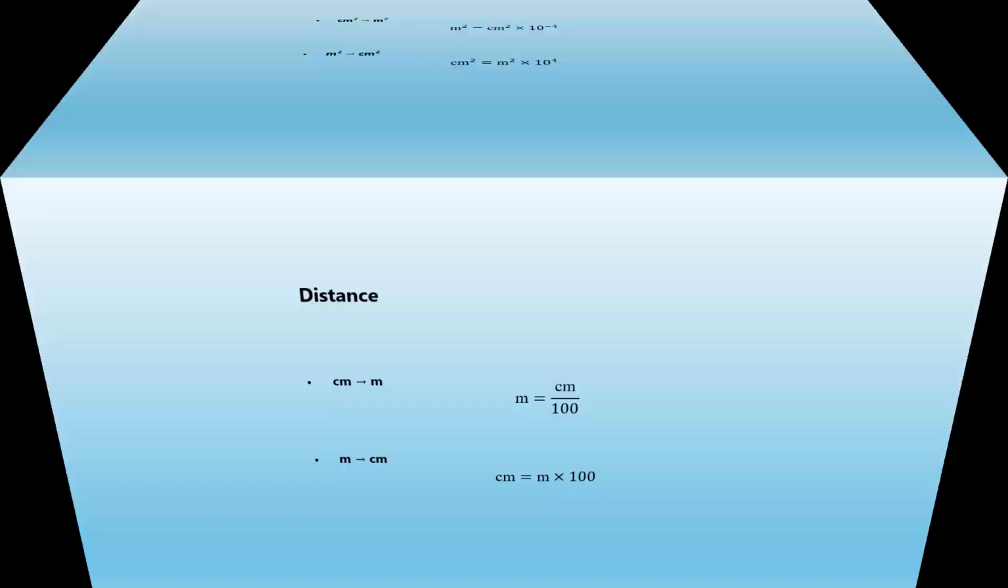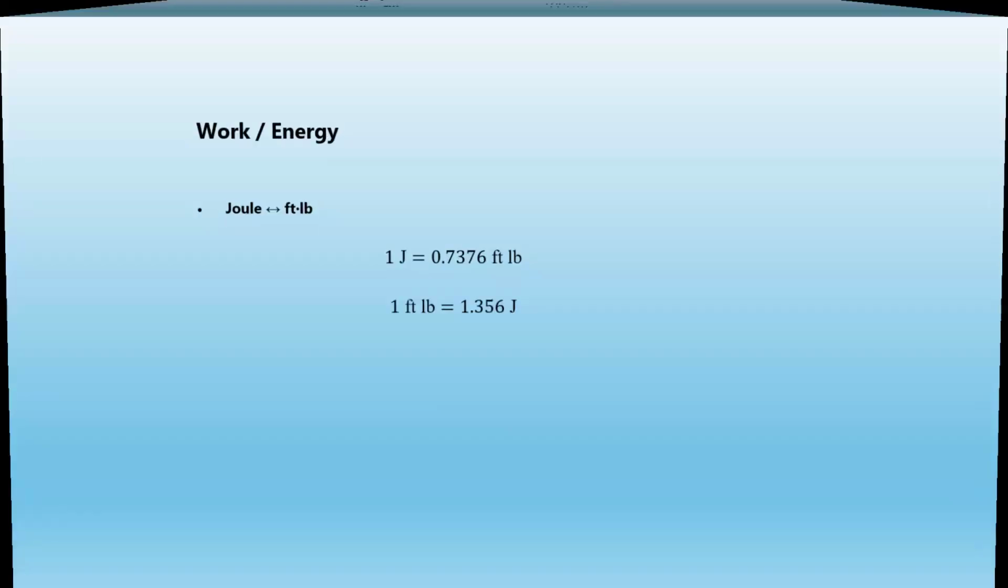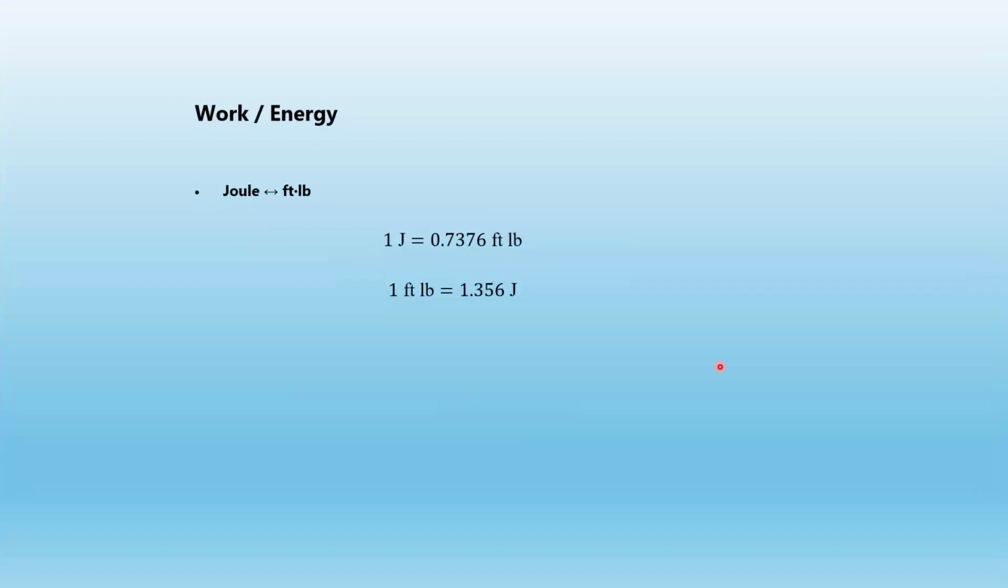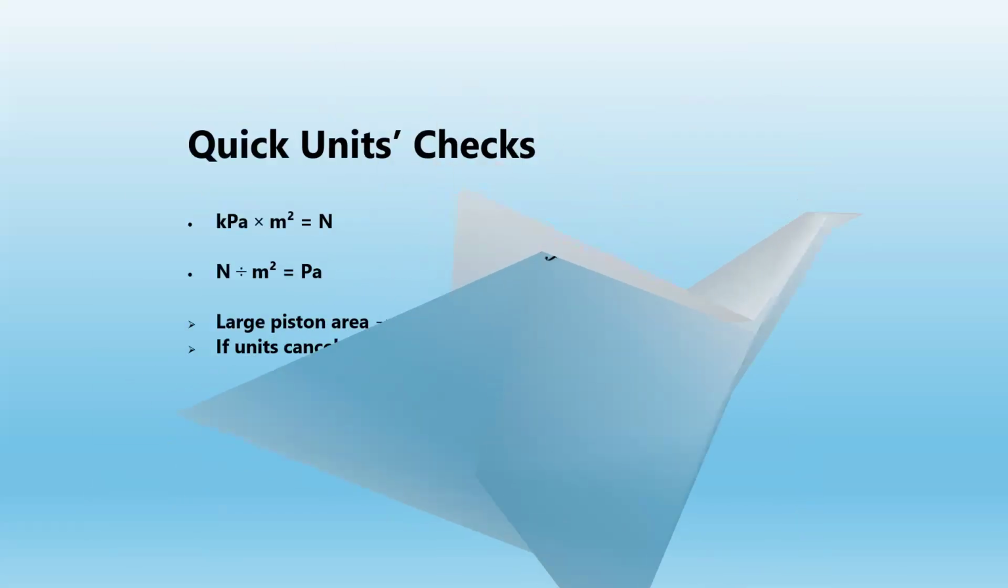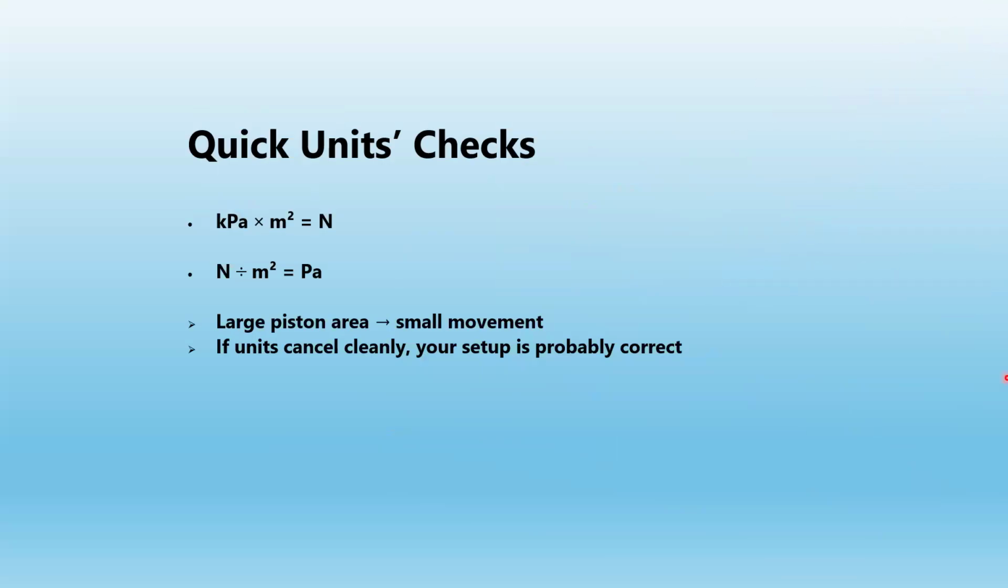Area conversions, distance conversions. When I post it, you can analyze that. And here's the work or energy. They're both measured in joules. You can lose energy, you can dissipate energy, but work might not be done. All right, but they're both measured in joules. So here's the conversion. Quick units check.